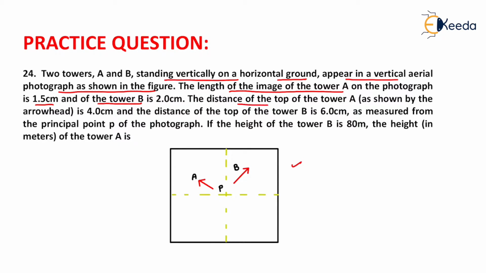The distance of the top of tower A, as shown by the arrowhead, is 4 centimeter, and the distance of the top of tower B is 6 centimeter. That will be RA and RB, as measured from the principal point P of the photograph. If the height of tower B is 80 meter, the height of tower A in meter is? Now we need to find the height of tower A.